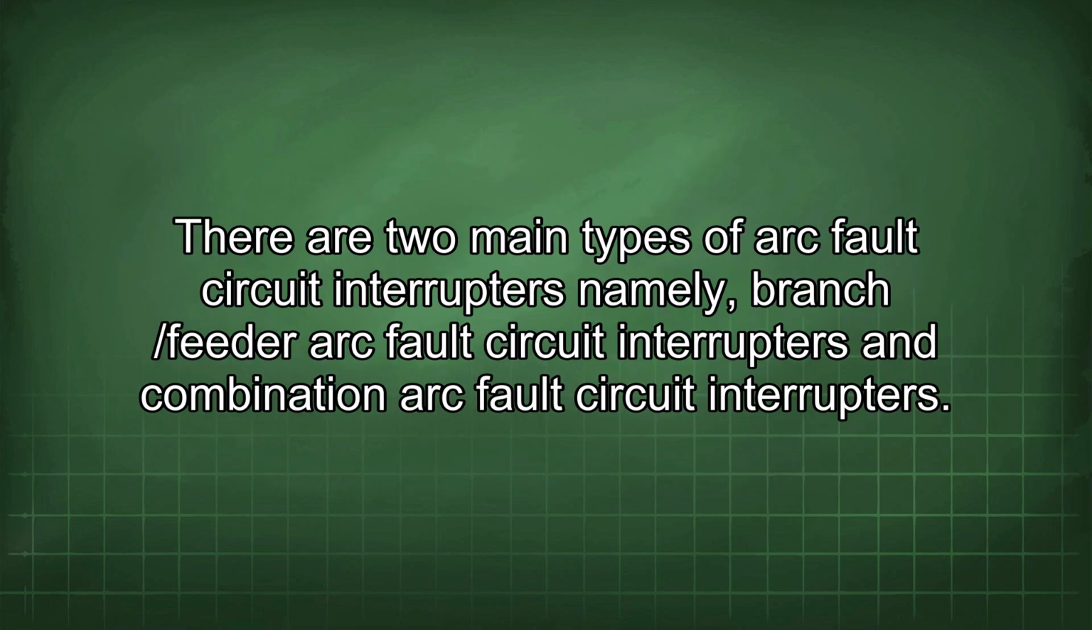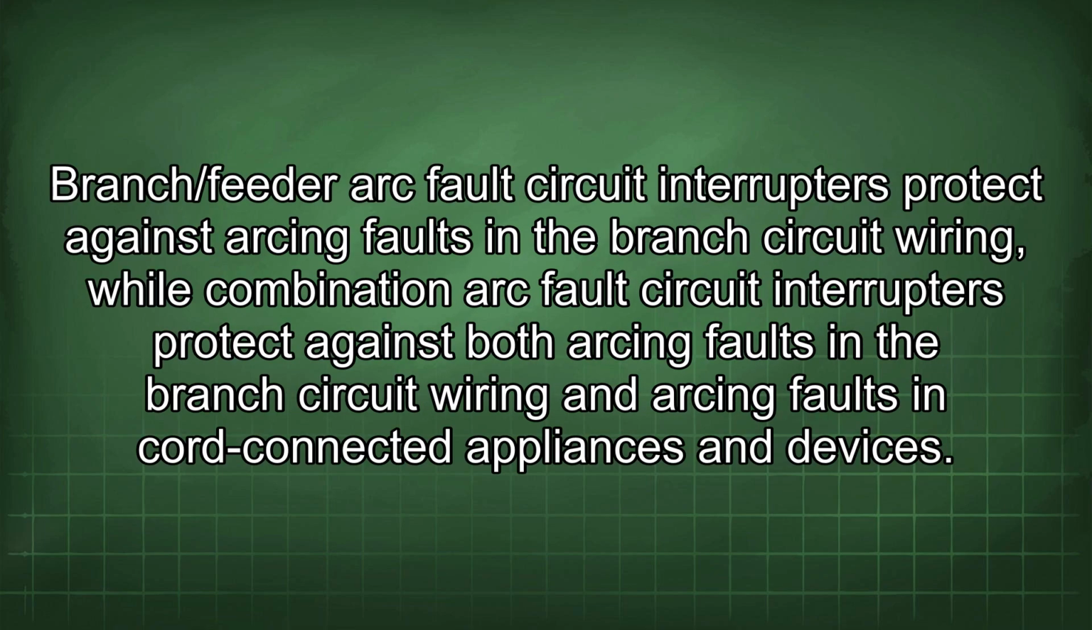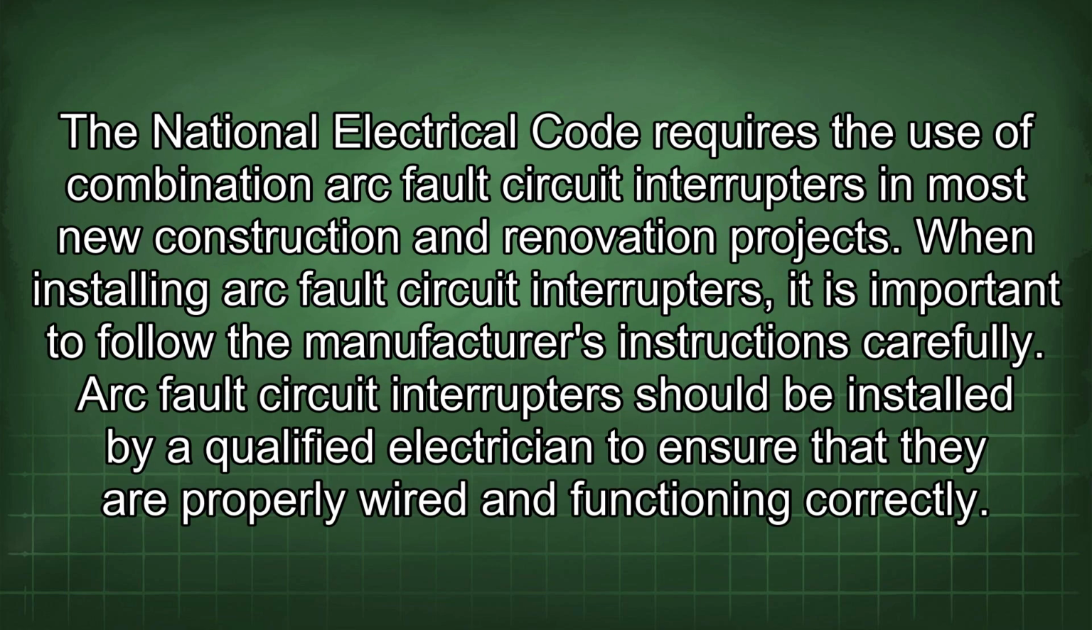There are two main types of arc fault circuit interrupters, namely branch/feeder arc fault circuit interrupters and combination arc fault circuit interrupters. Branch/feeder arc fault circuit interrupters protect against arcing faults in the branch circuit wiring, while combination arc fault circuit interrupters protect against both arcing faults in the branch circuit wiring and arcing faults in cord-connected appliances and devices. The National Electrical Code requires the use of combination arc fault circuit interrupters in most new construction and renovation projects.